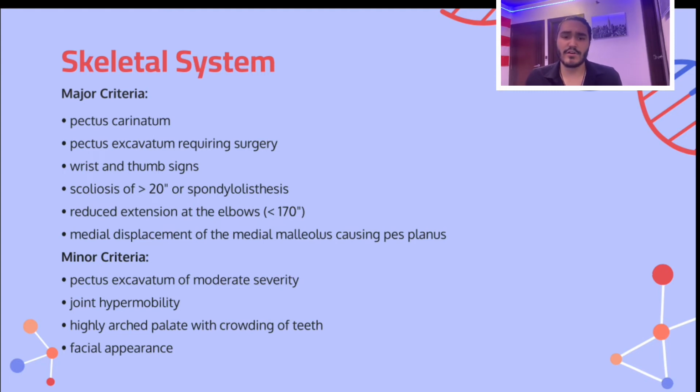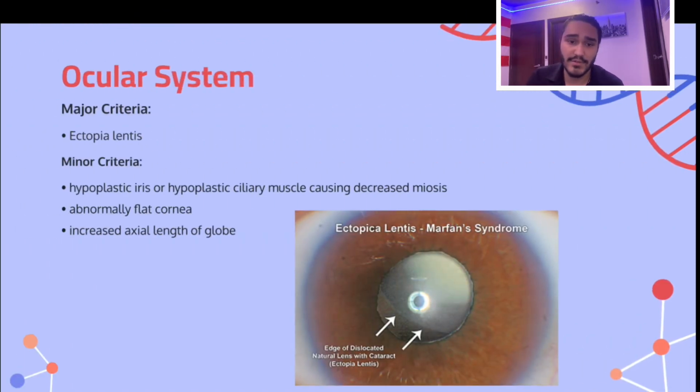The minor criteria are less severe pectus excavatum of moderate severity, joint hypermobility, high arch palate with crowding of teeth, and facial appearances. In the ocular system, we're going to have only one major criterion. It's going to be ectopia lentis. Now, the minor criteria are going to be hypoplastic iris or hypoplastic ciliary muscle, causing decreased miosis. Second, abnormal flat cornea, and lastly, increased axial length of globe.